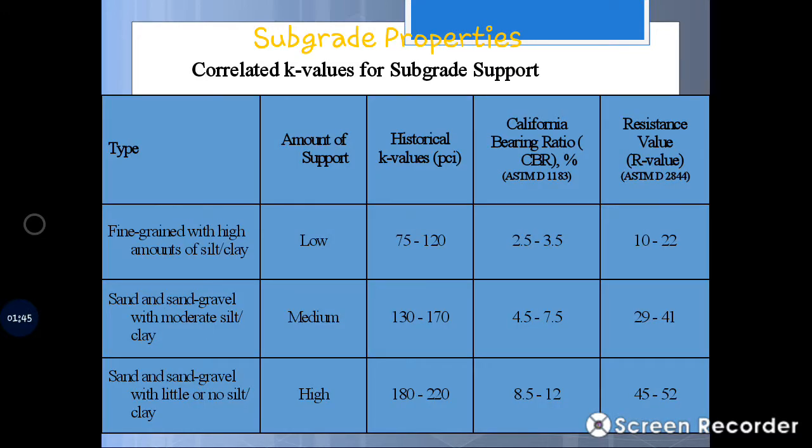So, sa table na to, makikita natin yung type ng subbase and subgrade. So, for fine-grained with high amounts of silt and clay, yung amount ng support na napoprovide niya is very low. Then for sand and gravel with moderate silt or clay, meron tong medium support, and makikita natin yung highest amount of support ay nanggagaling dun sa sand and sand gravel with little clay.